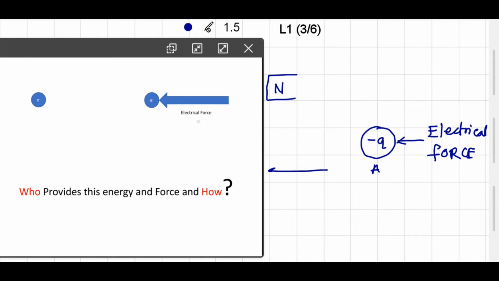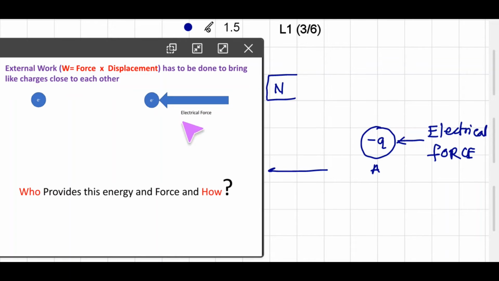So here the question is who provides this force. When we apply certain force on this charge and displace it through a certain distance, force into displacement is equal to work, and this way by applying electrical force we can bring this charge here. But how exactly it is happening in the system, that we are going to see.